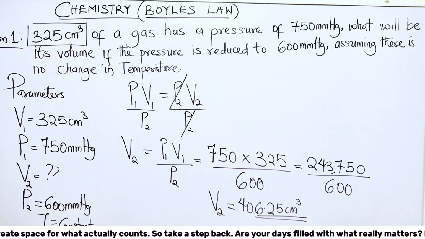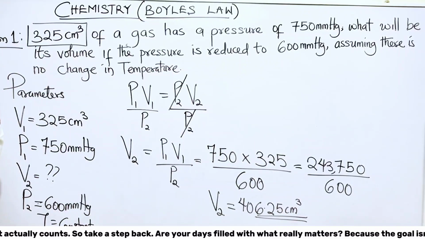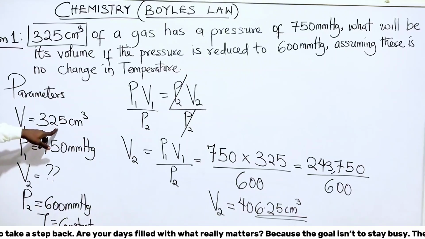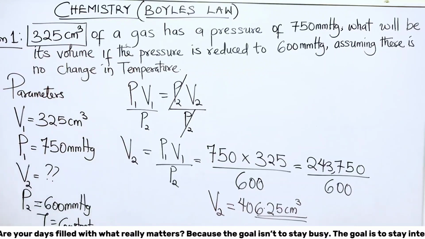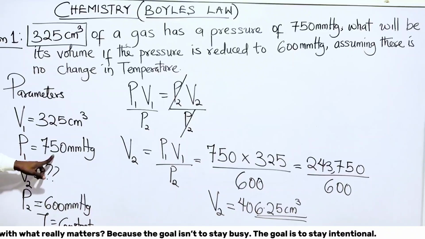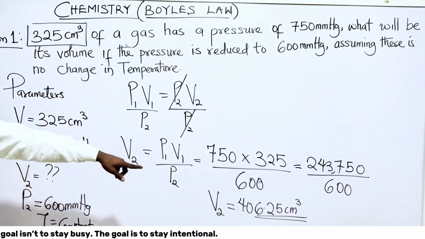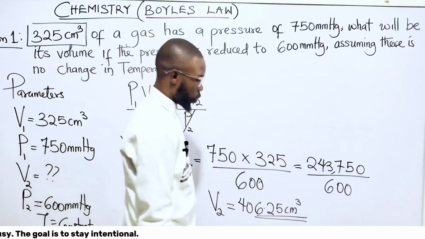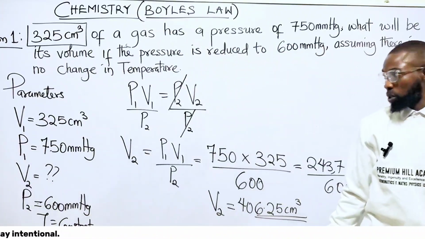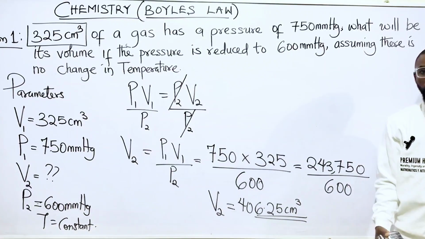So you see that the volume is increasing from this one to this. Look at our pressure 1. Pressure 1 reduces to 600, and the volume here increased to 406.25. That's just how it works. Look at it, very simple. Try and follow the steps.